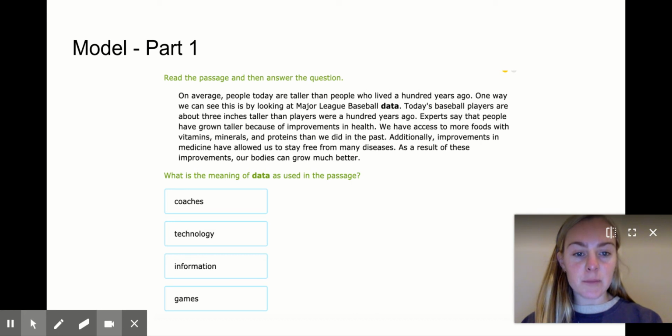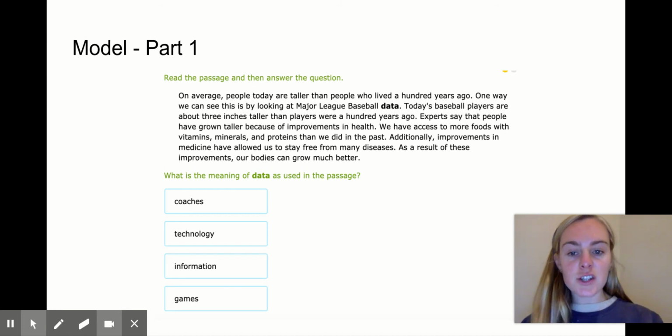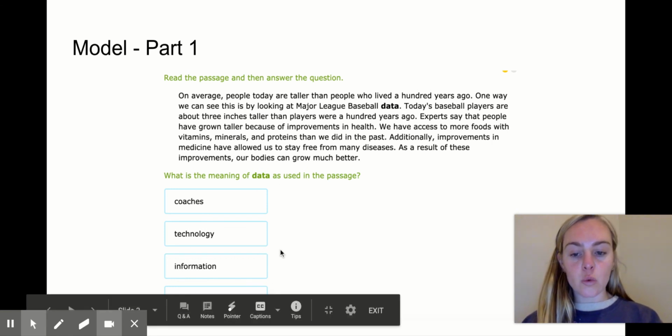I think it's information because it's telling me that today's baseball players are about 3 inches taller than players were 100 years ago. If we look at this sentence right after, it gives me the information that players are much taller than they were 100 years ago. So the meaning of the word data would be information.